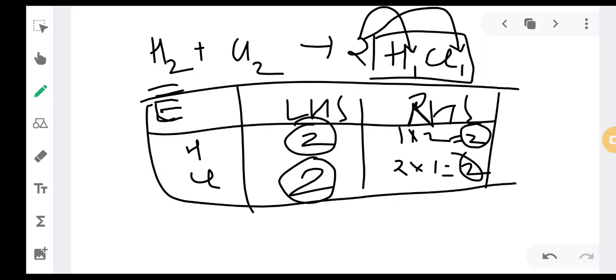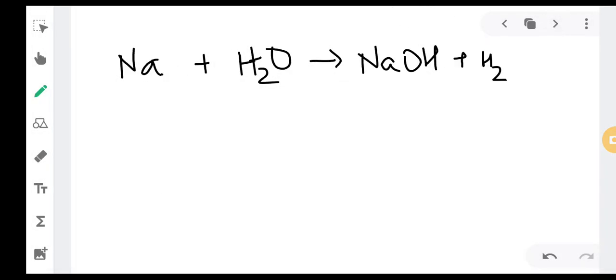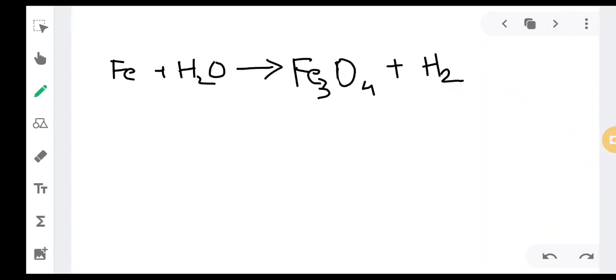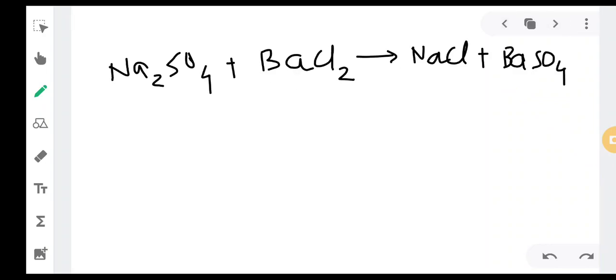Yeah, there are 2 atoms of hydrogen over here, 2 atoms of hydrogen over here, 2 atoms of chlorine over here, 2 atoms of chlorine over here. Okay, so is this clear to all of you? I hope this is clear to everyone. So how to balance the chemical equation? We will take one more easy example.